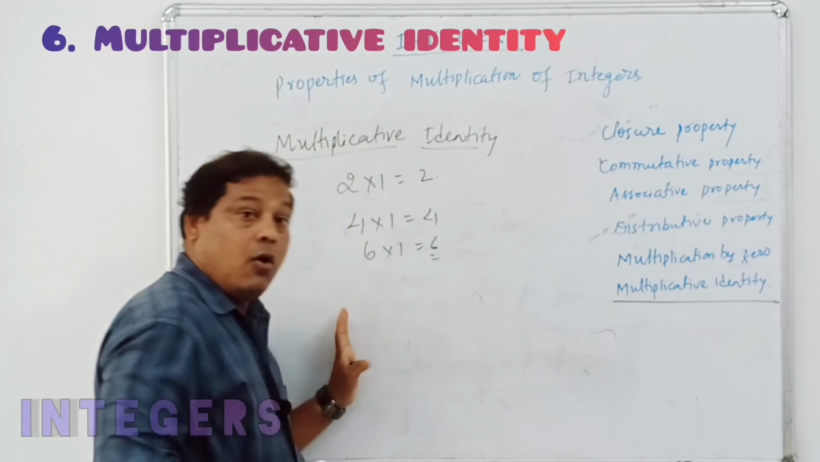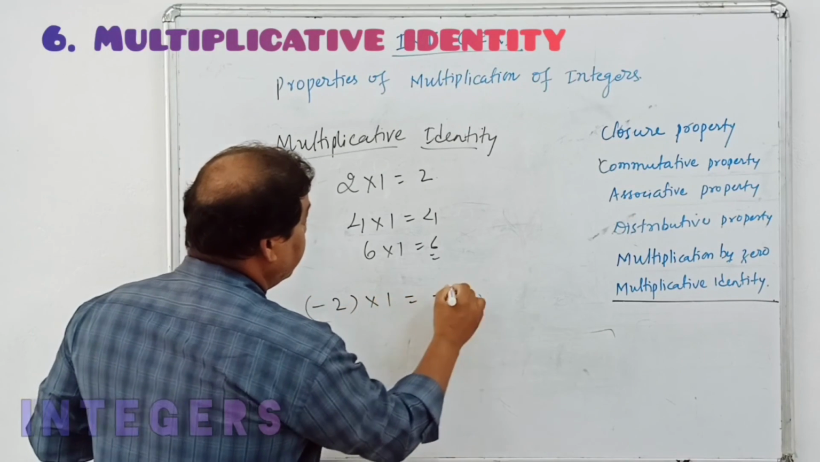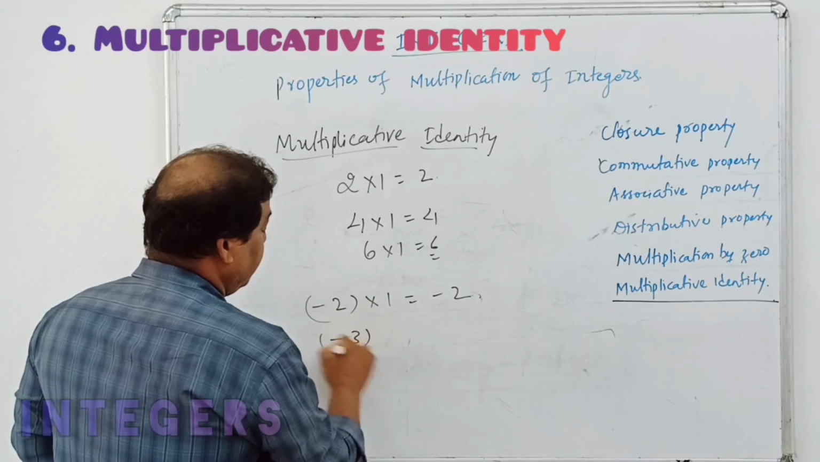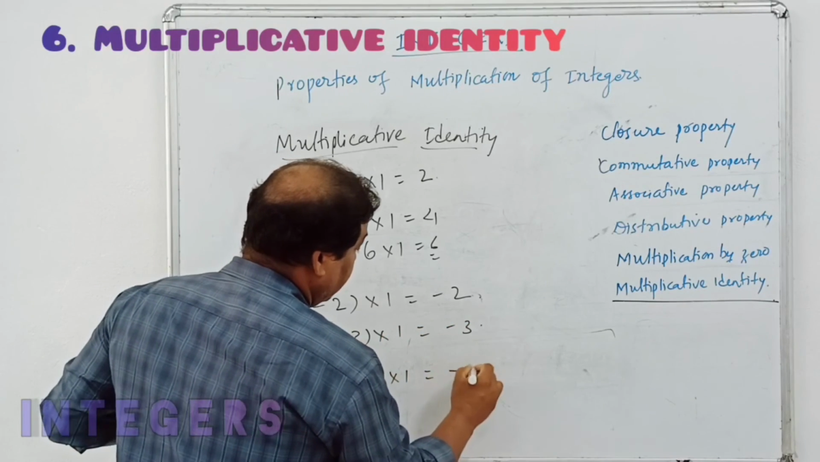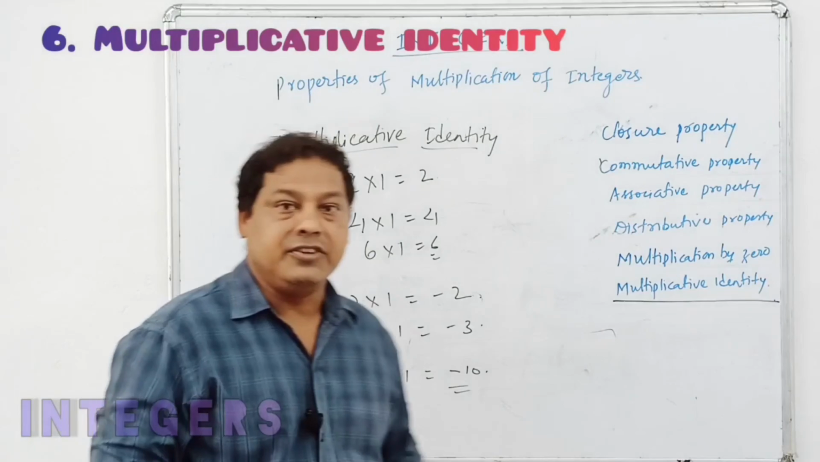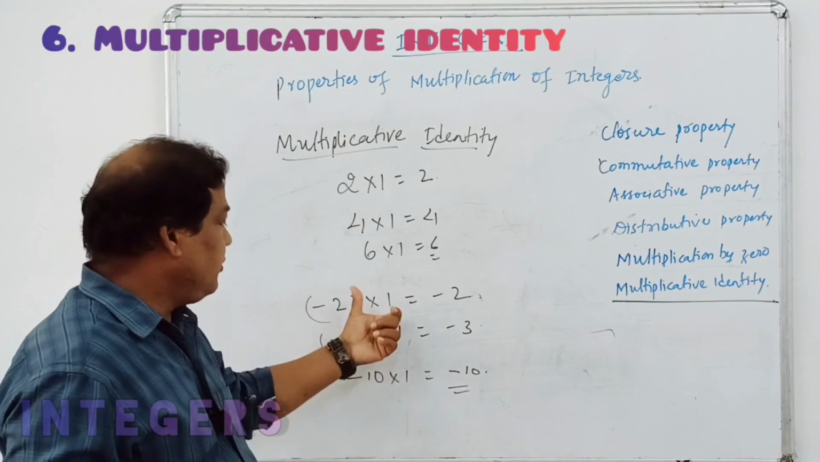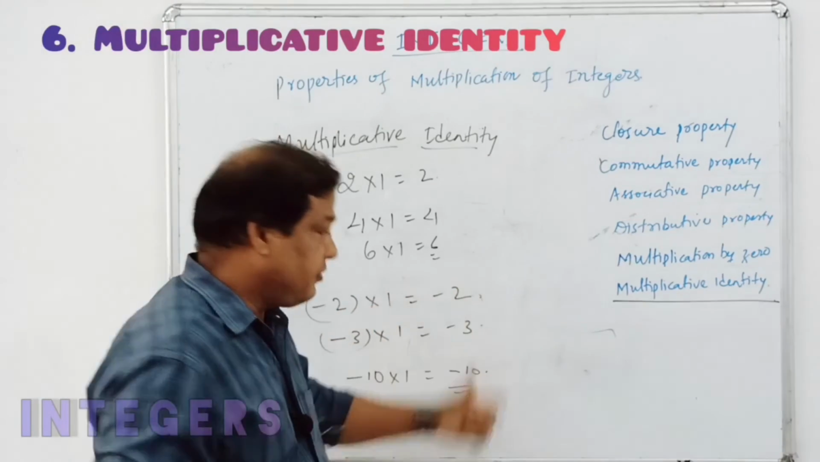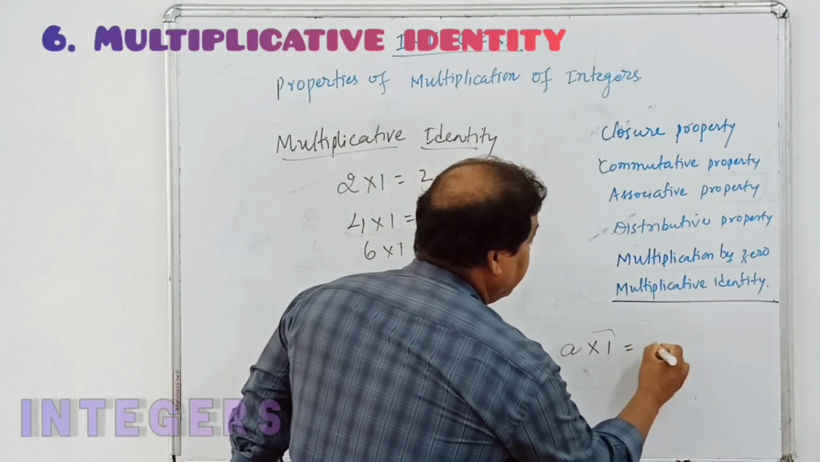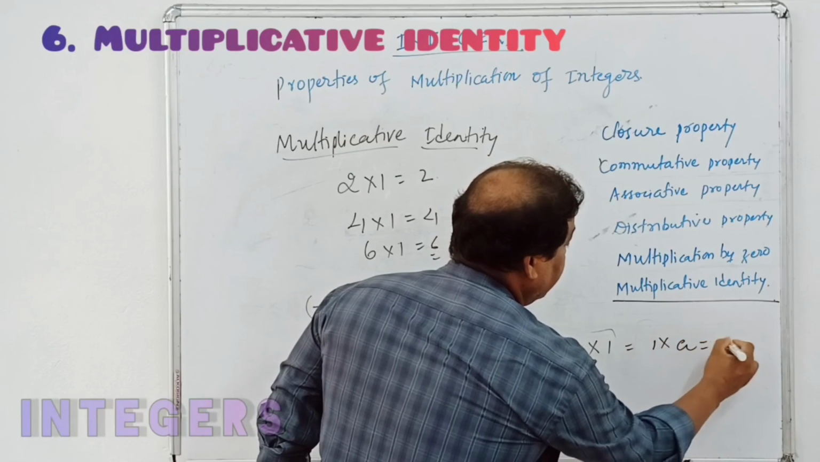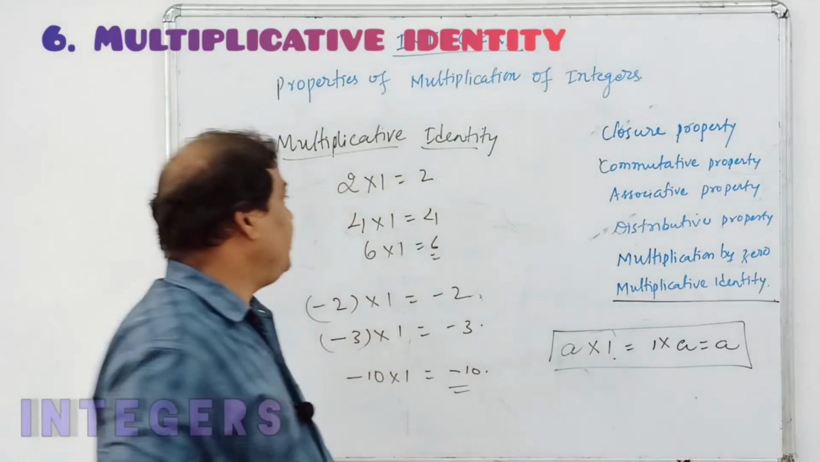Now we can observe the following integers here. Minus 2 with 1, that is minus 2. Minus 3 with 1, that is minus 3. Minus 10 with 1, that is minus 10. Hence, in general, we can say that any number you multiply with 1, the result will be the same. That means A multiplied with 1, that is 1 into A, will be A. So this property is known as multiplicative identity.